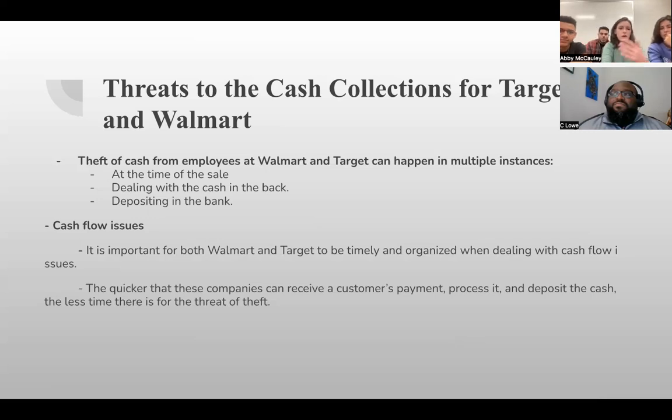Right. And then another extremely important threat that we need to be aware of is cash flow issues. It is super important for both Walmart and Target to be timely and organized when dealing with cash flow issues. The quicker that these companies can receive a customer's payment, process it, and deposit the cash, the less time there is for a threat of theft.